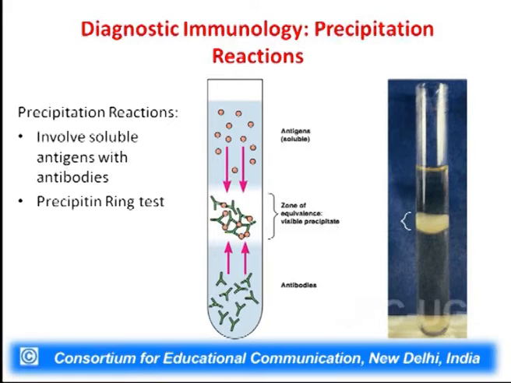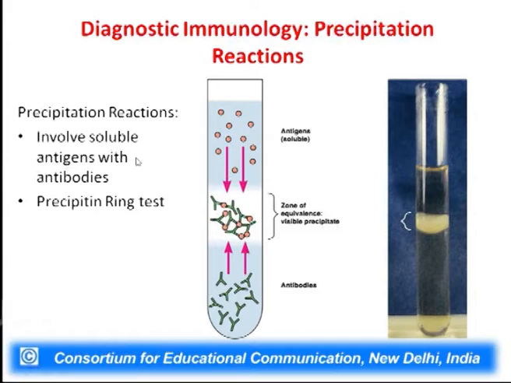When I say precipitation reactions, can I have soluble antigens? I am speaking of particulate antigens as well as soluble antigens. Soluble antigens and antibodies can easily be detected in a test tube. So if I look at the test tube, this is the blood, and this is the zone of equivalence where I have fed with excess antibodies. So what forms is called a precipitin ring. The precipitin ring, which is visible, is also an area where the zone of equivalence is seen.